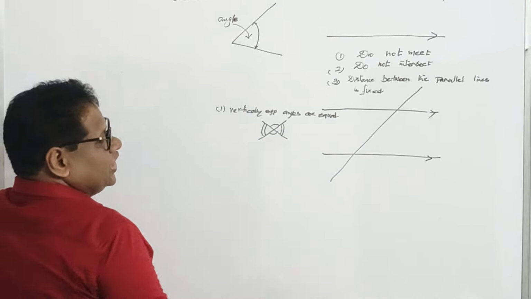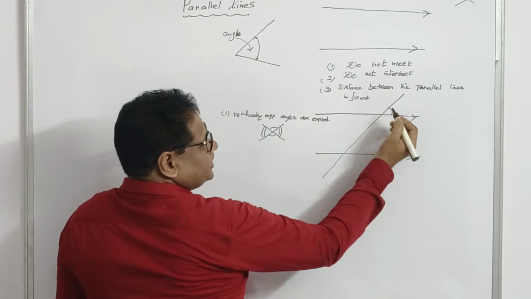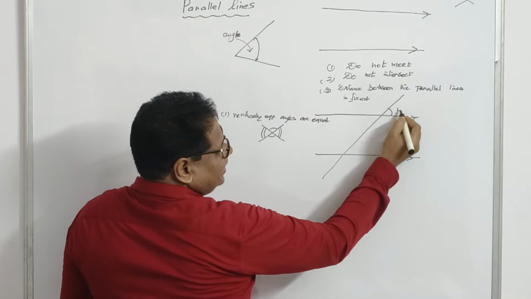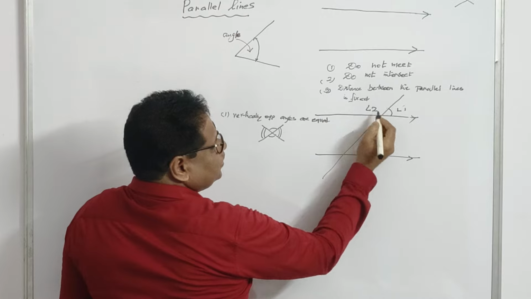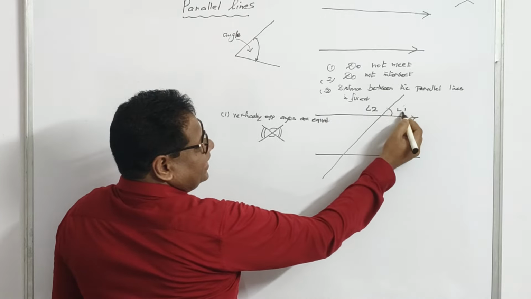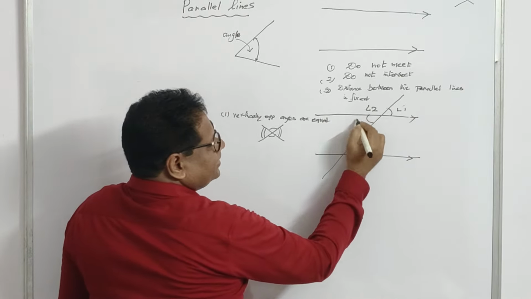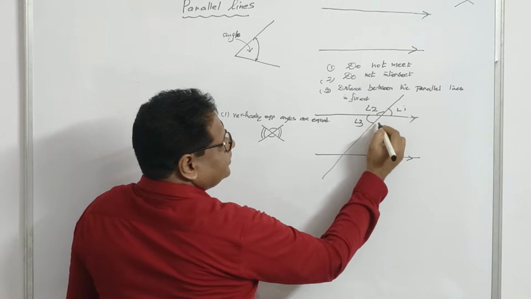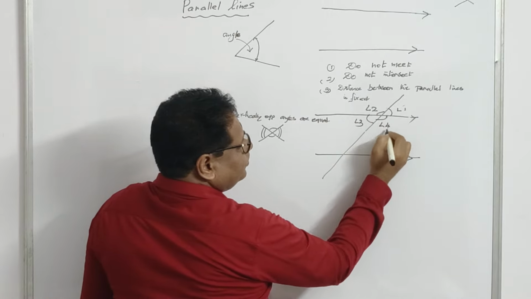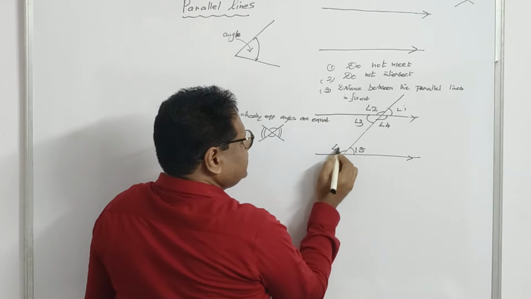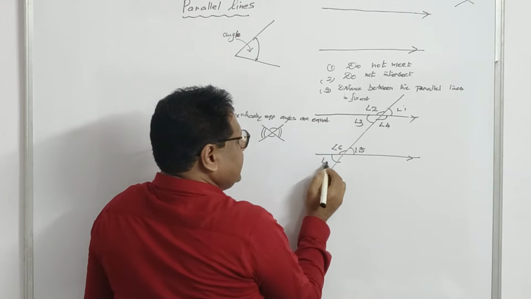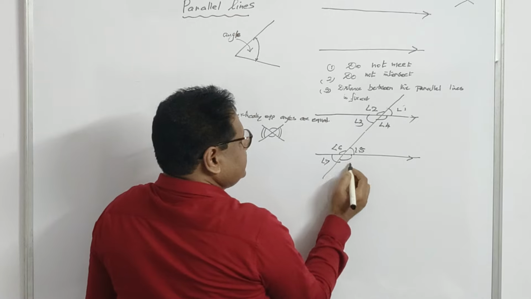Now let me label the angles on this particular figure. This is angle 1. This is angle 2. This is the symbol for angle. This is angle 3. And this is angle 4. Similarly, let's move down. Angle 5. This is angle 6. This is angle 7. And this is angle 8.